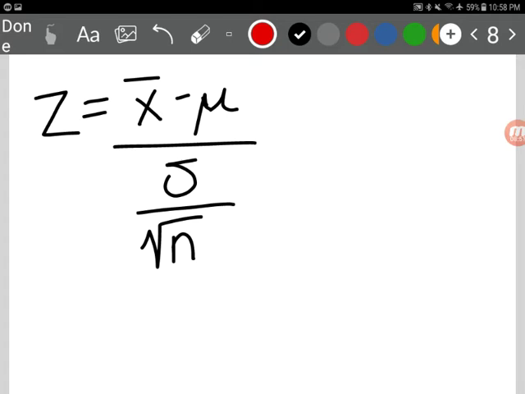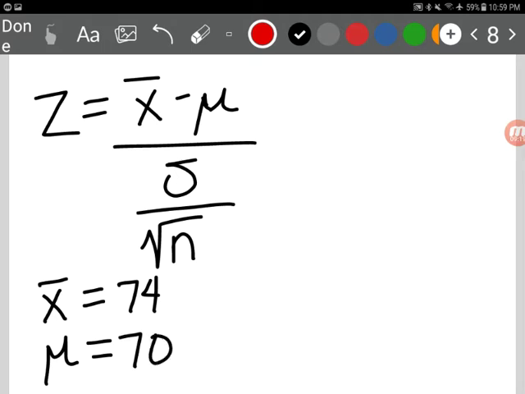Let's identify what is what. So we know that our sample mean is 74. Our population mean is 70. Our population standard deviation is 30. And n equals 200.